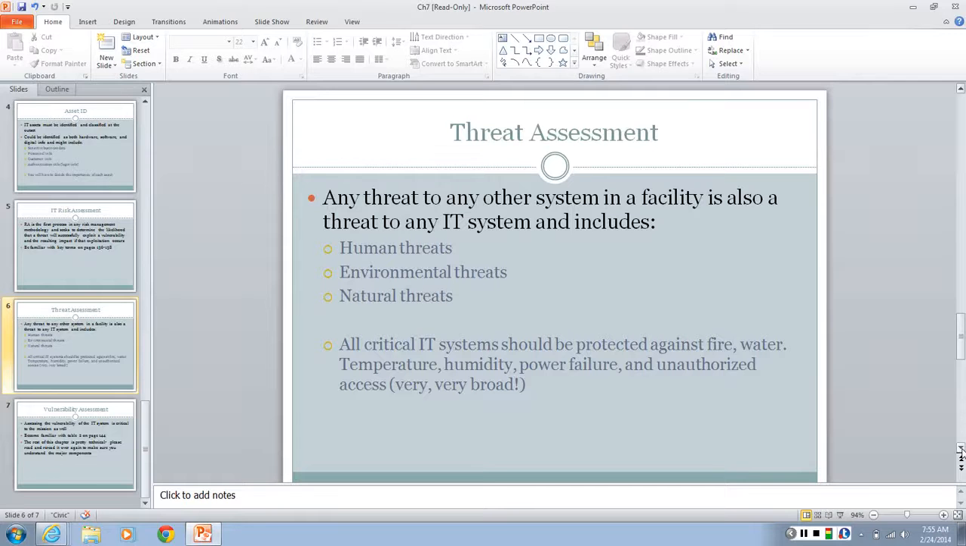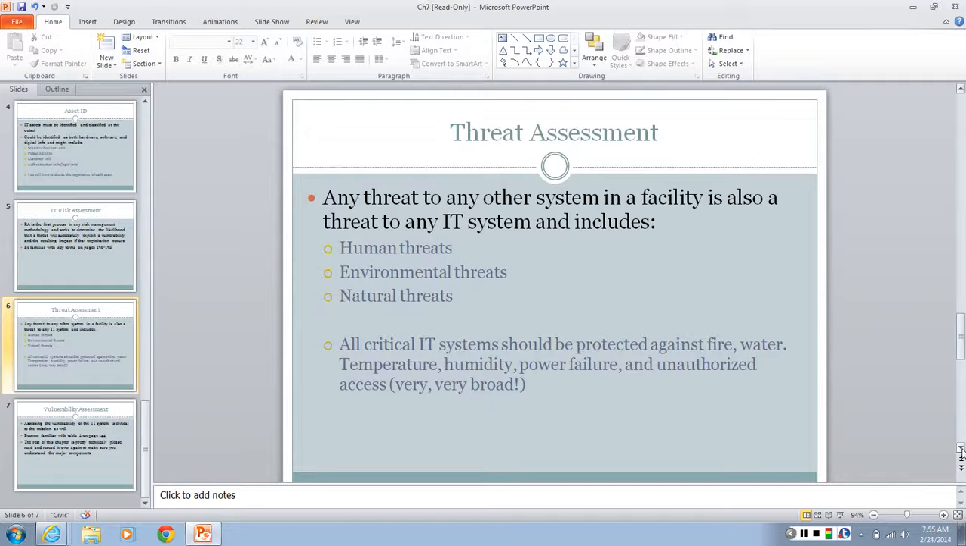Threat assessment in regard to IT. Any threat to any other system in a facility is also a threat to any IT system, and I talked about that earlier. A human threat: if you have bad people coming into your organization, they may be coming in to work in production, but they may have an ulterior motive of breaking into the IT system to get some piece of information. That has been done before. It will probably continue to be done. So that's a human threat.